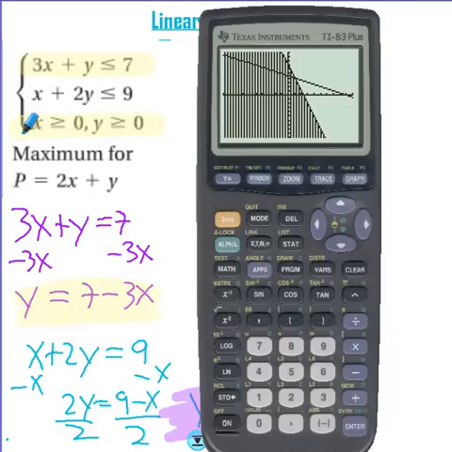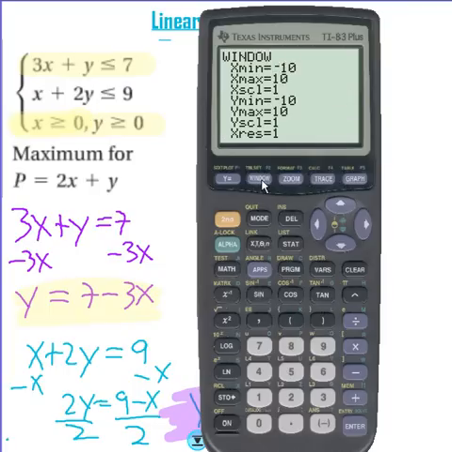The first constraint is x is greater than 0. I'm going to go to my window and look here, and I see I've got an x minimum of -10. My x minimum I'm just going to make 0. The problem is that the calculator won't graph a vertical line as a function. I can draw a vertical line, but it won't plot one as a function, and so I can't do an intersection with it. I can't really work with it very much.